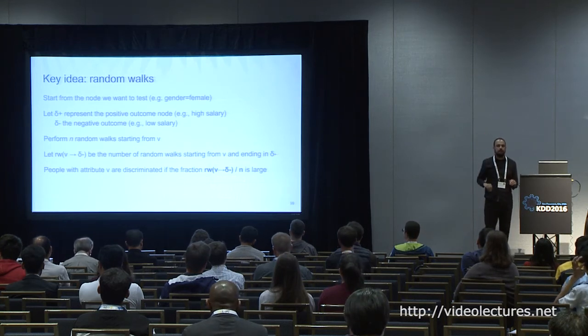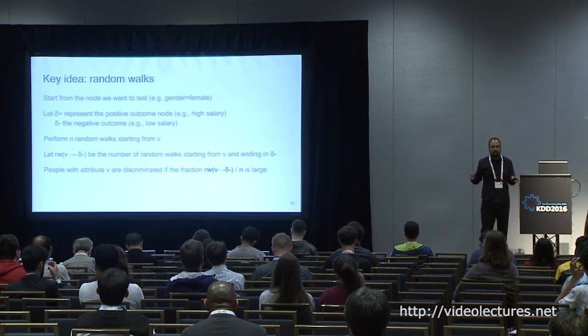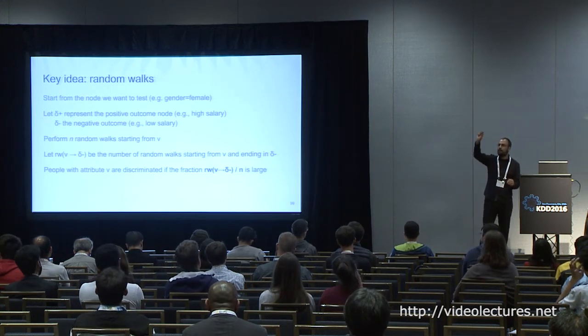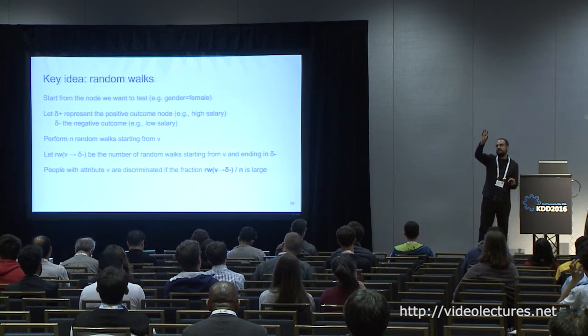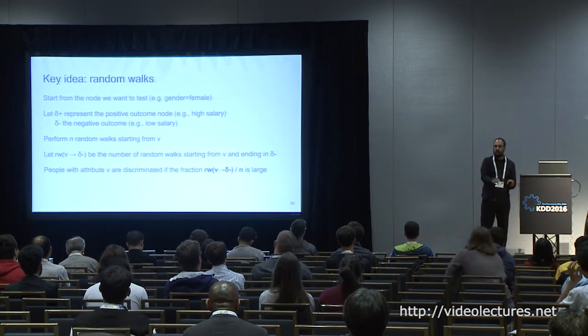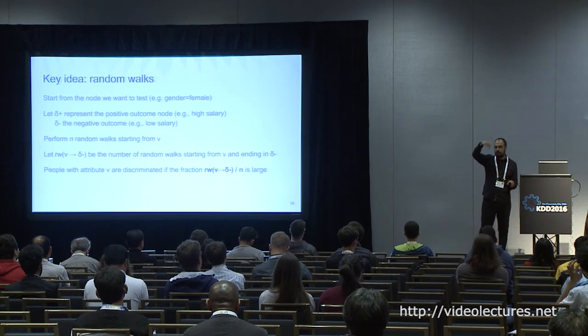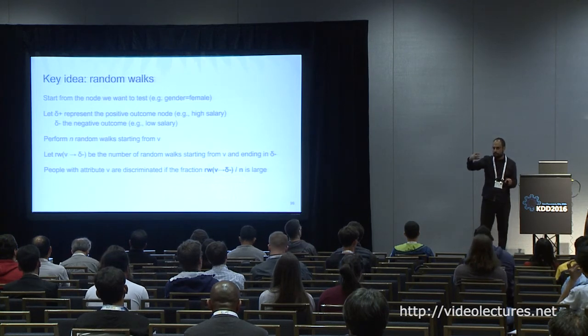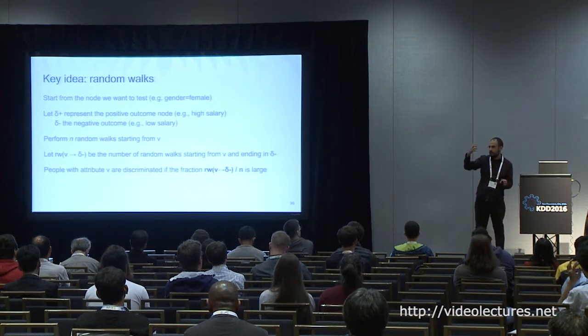So I want to know if Hispanics get a lower salary than a higher salary, right? It matters to me. So I look at this node that says race equals Hispanic, and I do a random walk from that node following the weights of the edges, which are the strengths of these causal relationships between the attribute values.